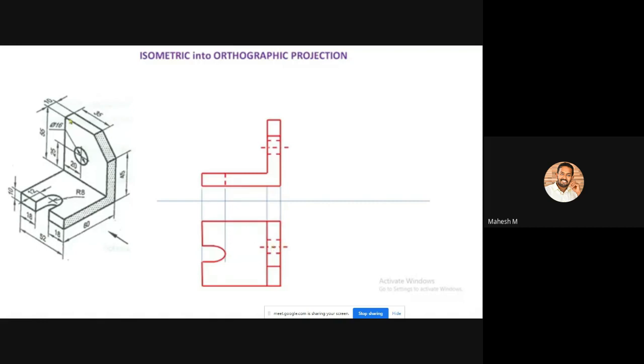Okay, so now we have created the front view and also we have created the top view. Is it clear? Any doubts?